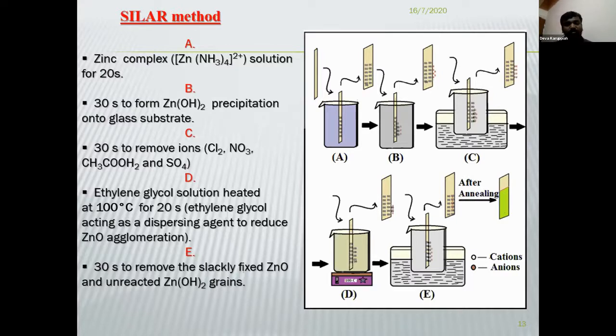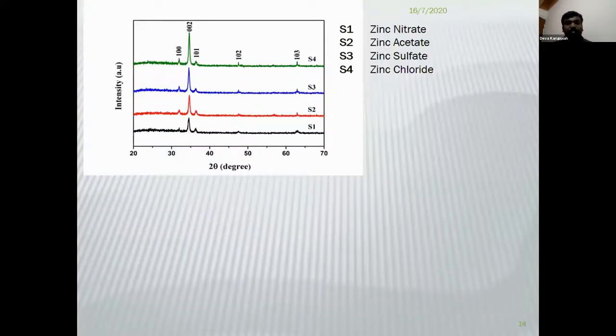Once we prepare this thin film, we can go for annealing. Annealing, as already told, converts to a uniform arrangement of atoms on the substrate. And these are the SILAR prepared AZO thin films, like aluminum doped ZnO thin films.